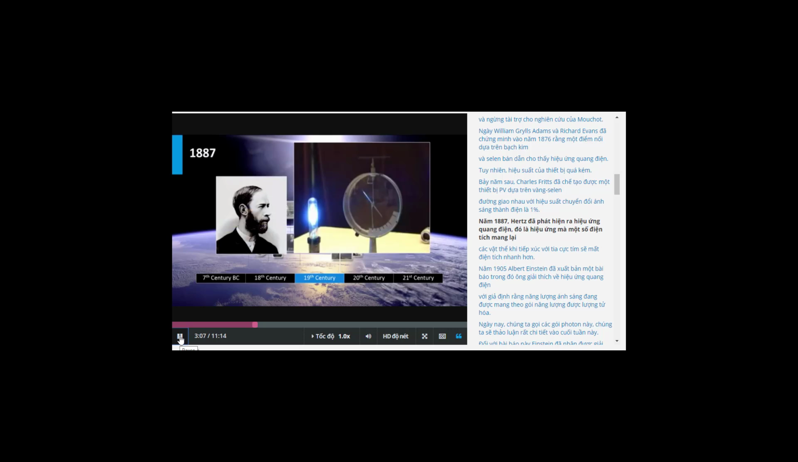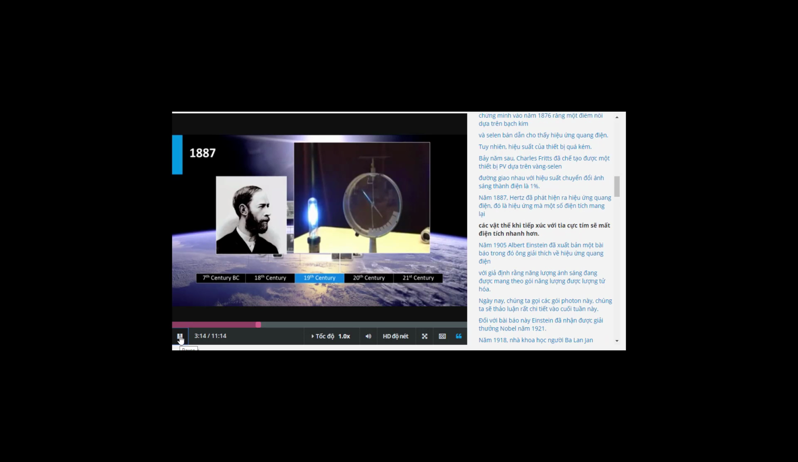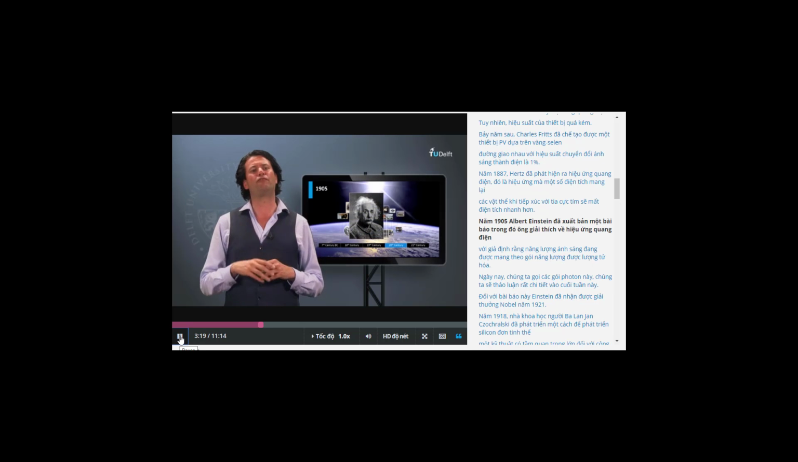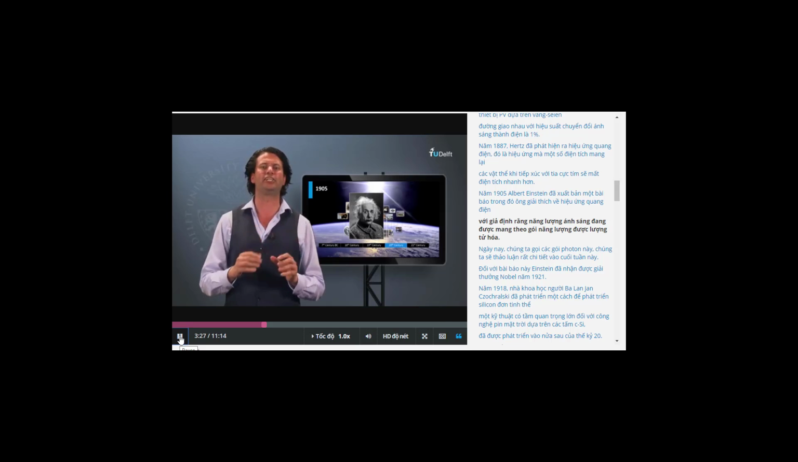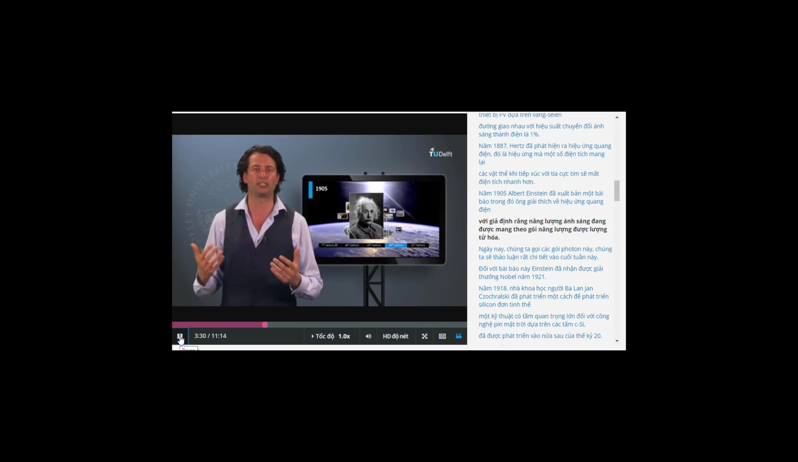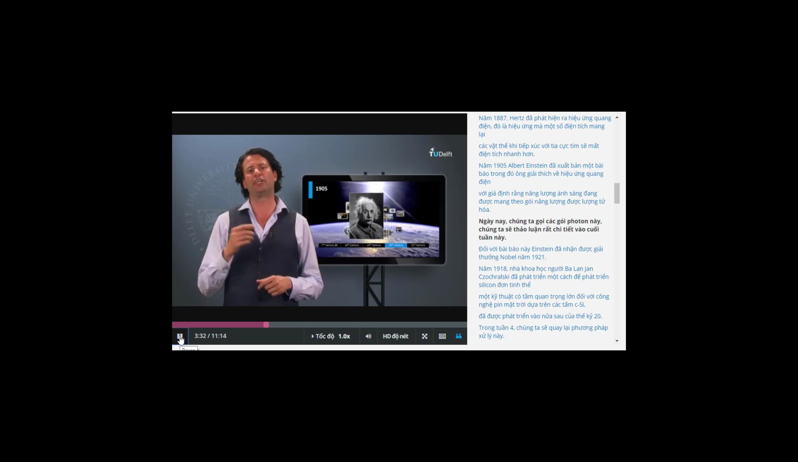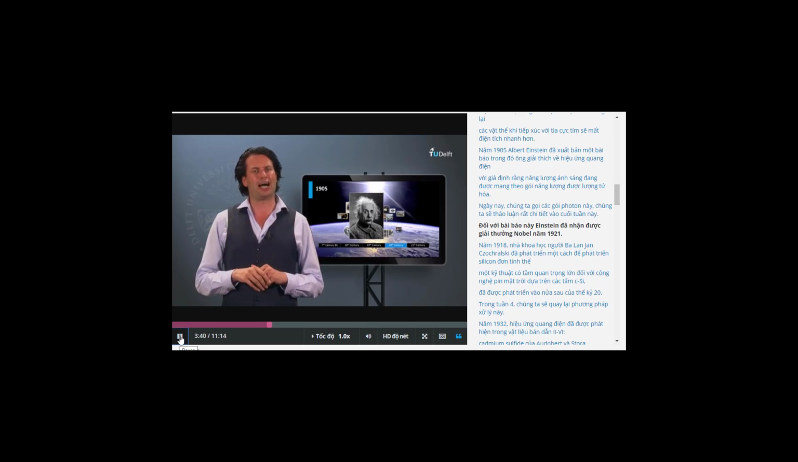In 1887, Hertz discovered the photoelectric effect, which is the effect that some charged objects, when exposed to ultraviolet light, lose their charge faster. In 1905, Albert Einstein published a paper in which he explained the photoelectric effect by assuming that light energy is being carried in quantized packages of energy. Nowadays we call these packages photons, which we will discuss later this week in great detail. For this paper, Einstein received the Nobel Prize in 1921.